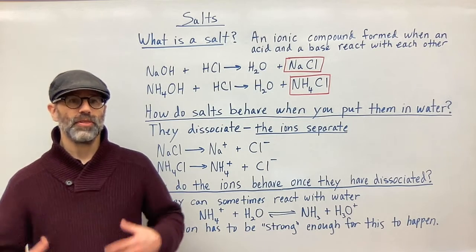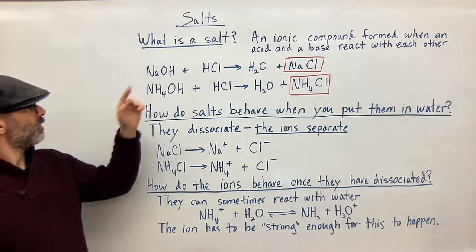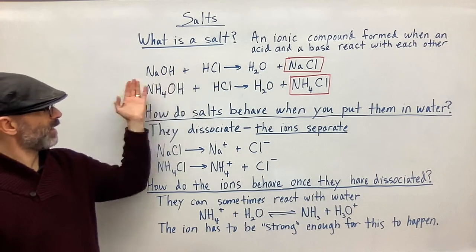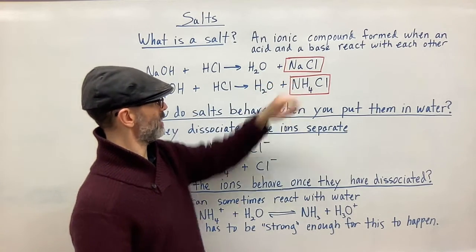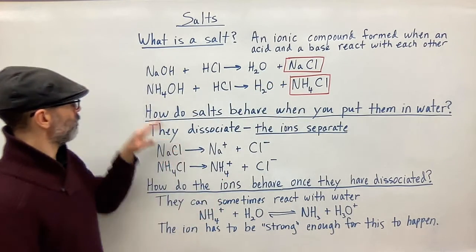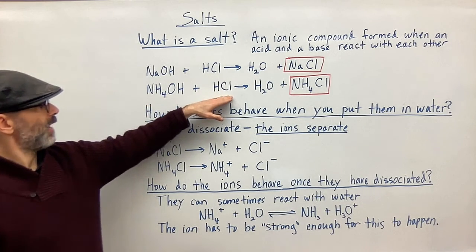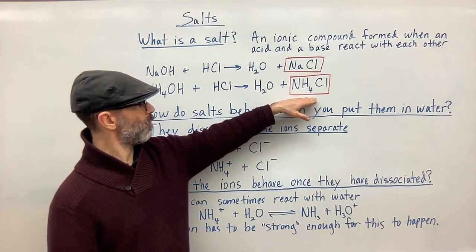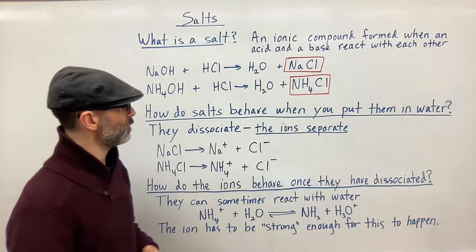For example, we have NaOH, that's our strong base, and HCl, strong acid. Acid and base react together, forming water, and here we have our ionic compound NaCl. And here we have ammonium hydroxide reacting with hydrochloric acid, again forming water and this ammonium chloride salt. So these are the salts that are produced.